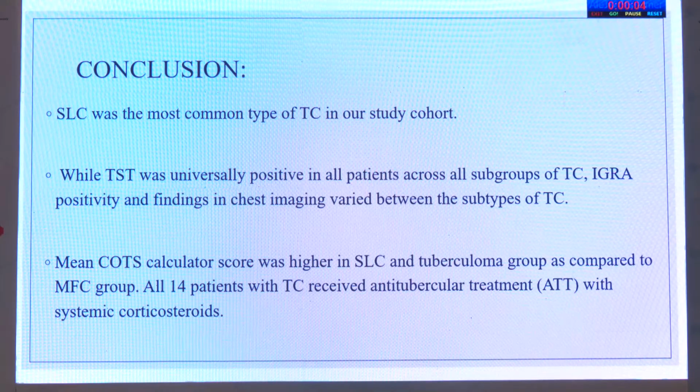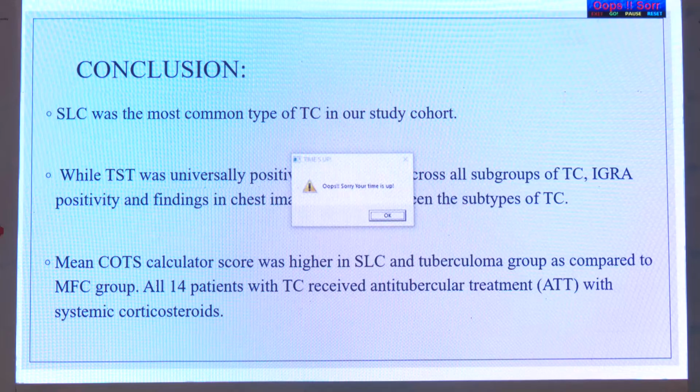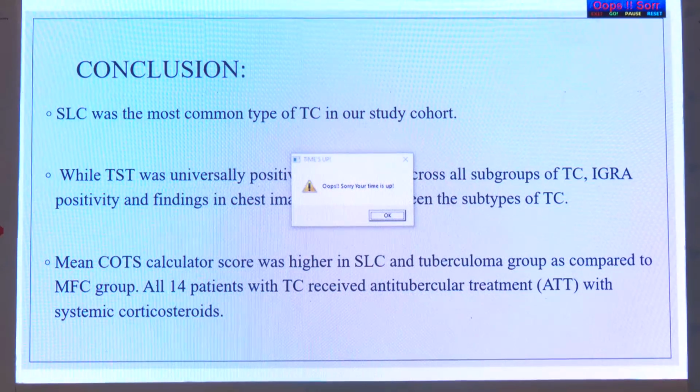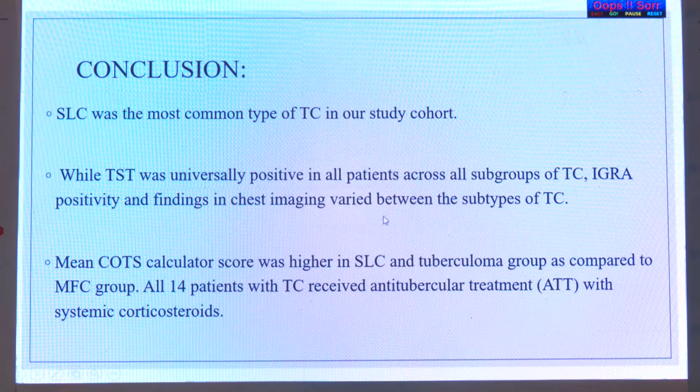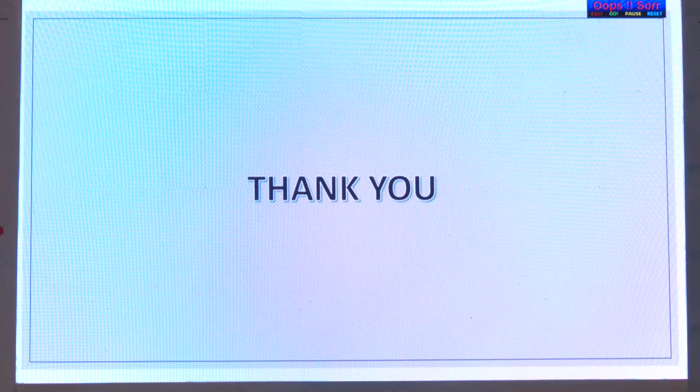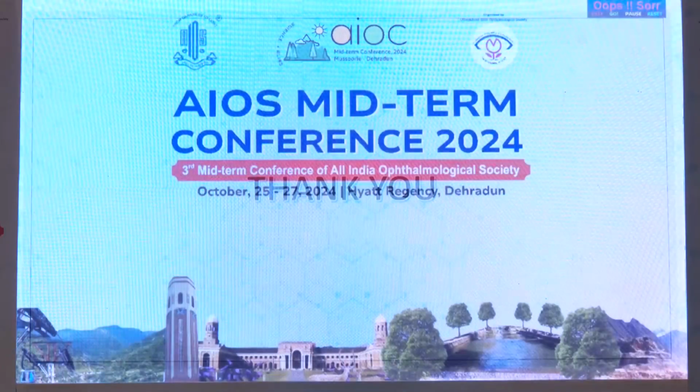Thus, we concluded that SLC is the most common type in our study cohort and TST was universally positive, along with IGRA, and the COTS score was highest in the SLC and tuberculoma group, and all 14 patients received ATT and systemic corticosteroids. Thank you very much.